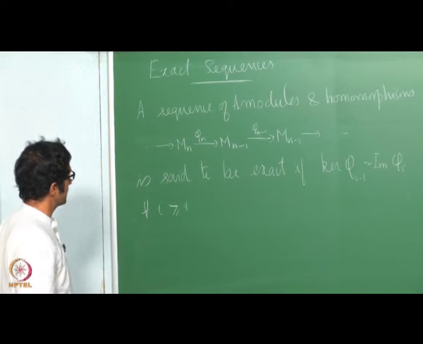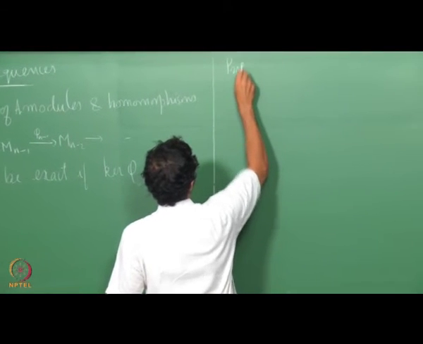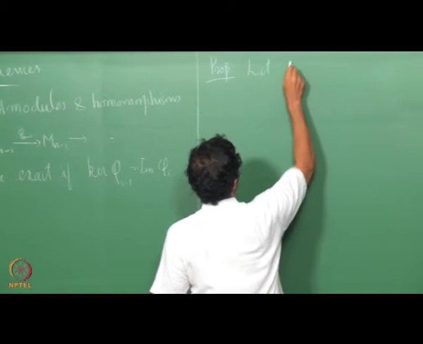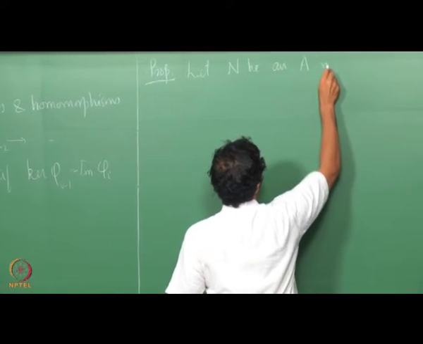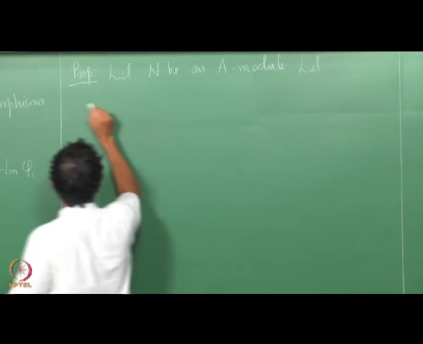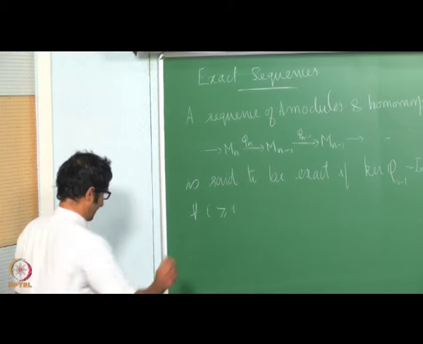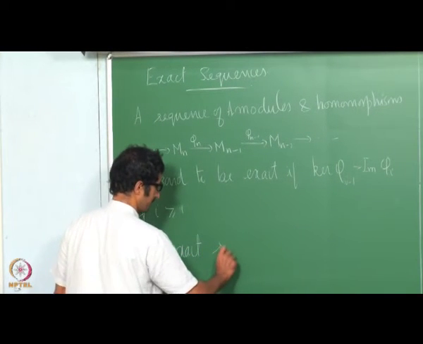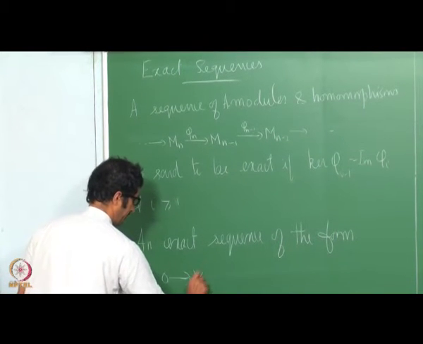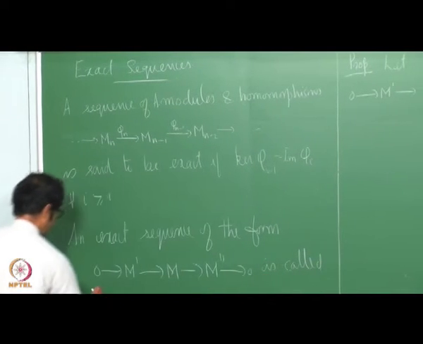Okay. We saw some examples. Let us look at some of the nice properties. So, suppose I have an exact sequence. Let N be an A module. Did I define what is a short exact sequence? No. Okay. An exact sequence of the form 0 to M prime to M to M double prime to 0 is called a short exact sequence.